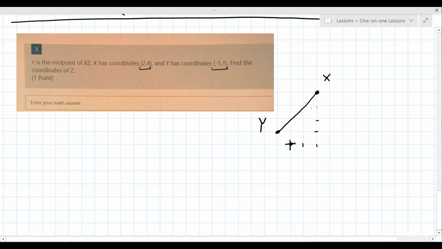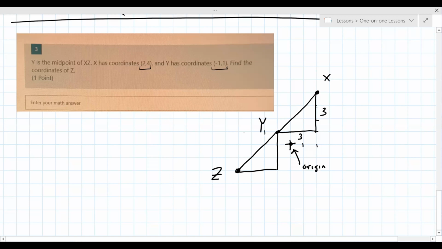Because if y is in the middle, to go from x to y, I have to do the same thing to get to z. So one way to do it is to figure out the path that you take. You went down 1, 2, 3, and then left 1, 2, 3. You went down 3, and then left 3. So you do the same thing again. You go down 3, and then left 3. So z is right there. So we just have to figure out its ordered pair from the origin here. And then I'll show you another way to do this as well.